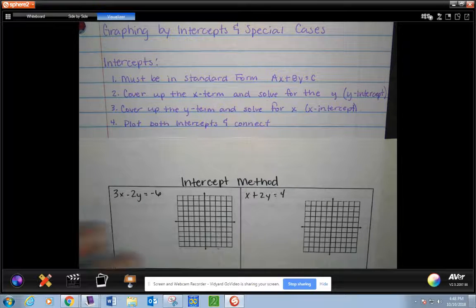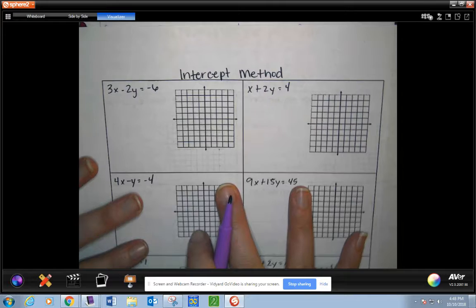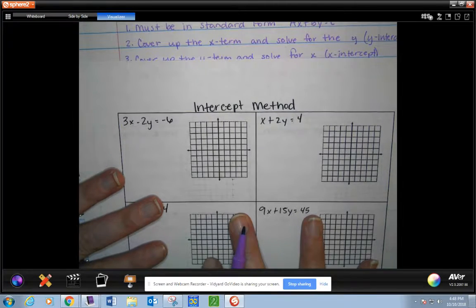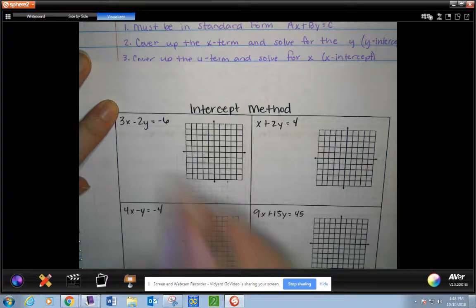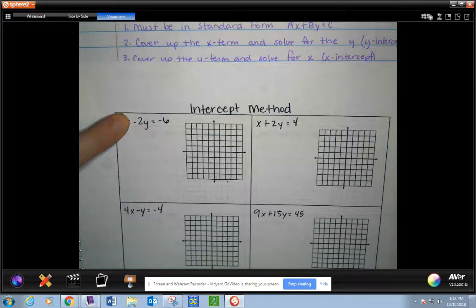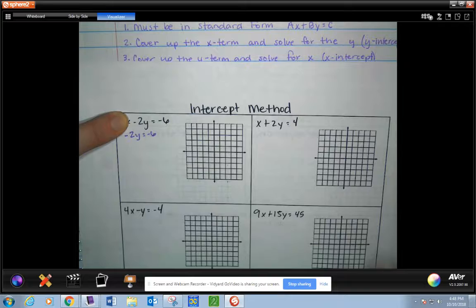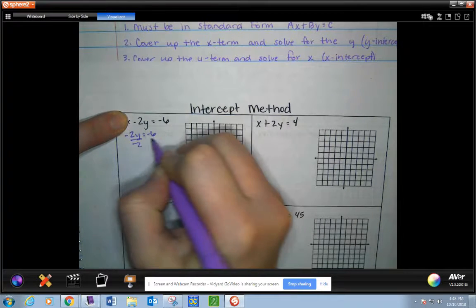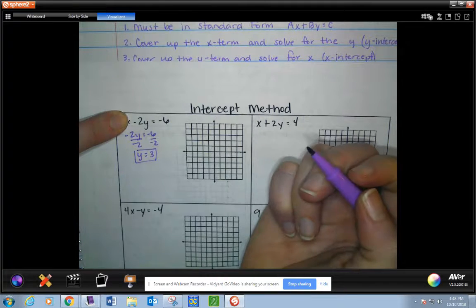So once you have that, I'm going to go ahead and unpause this and pull up your paper on the side that says intercept method. So the first thing that we're going to do is make sure it's in standard form. So it's got to be ax plus by equals c, which this is, so that's good. I'm going to cover up the x, and I get negative 2y equals negative 6. Okay, all I'm going to do is solve for y. When I solve for y, I'm going to divide by negative 2, and y equals 3. Okay, that is my y-intercept.